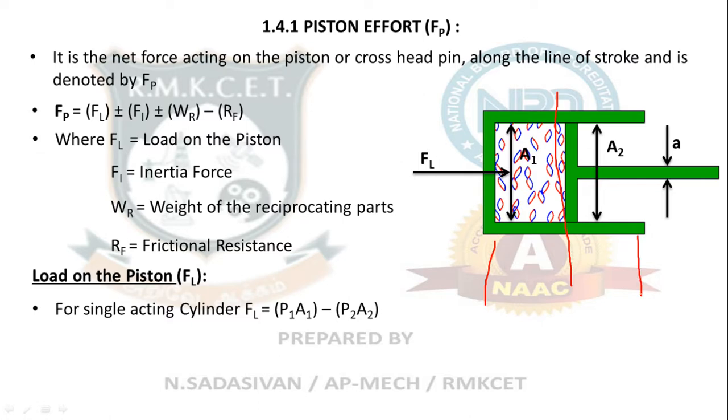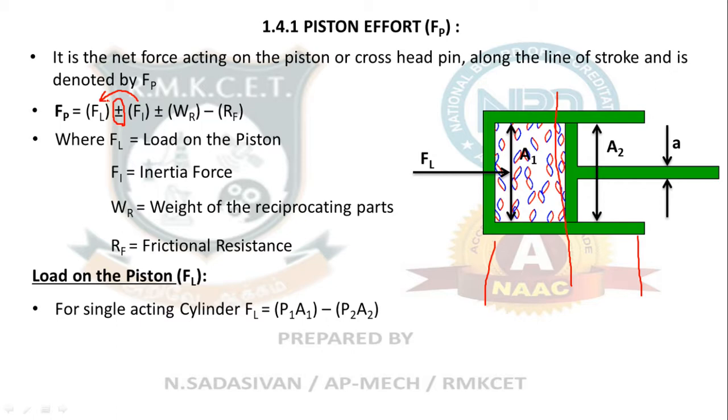Now keeping this in mind, why should I know this? It is because we have plus or minus symbols in the formula, correct? Now how to decide whether I should add the inertia force to the load on the piston or subtract it from the load on the piston? That is to be decided based on this. So how should you decide this?